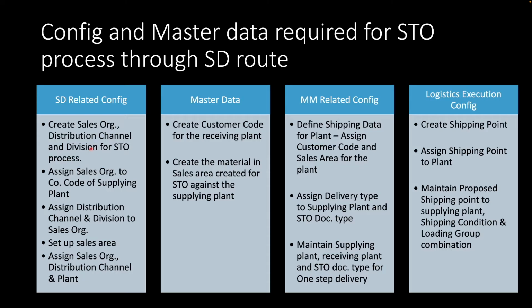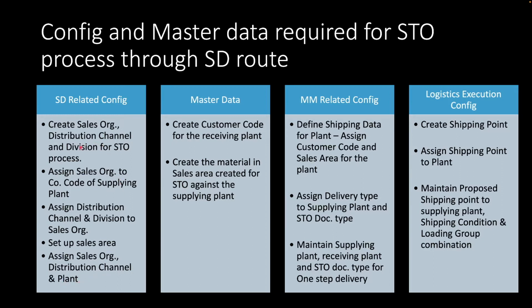So first you will create a sales organization, a distribution channel, and a division that will be responsible for doing all the stock transfer processes from the supplying plant. Then you will assign the sales organization to the company code of the supplying plant. You will assign the distribution channel and division to the sales organization, and through that you will set up the sales area, and then you will assign the sales organization, distribution channel, and the plant.